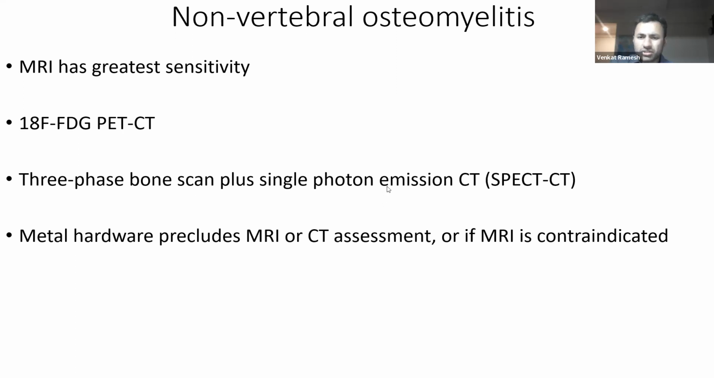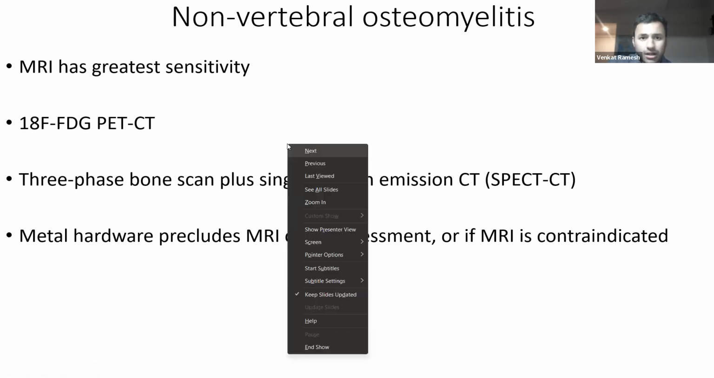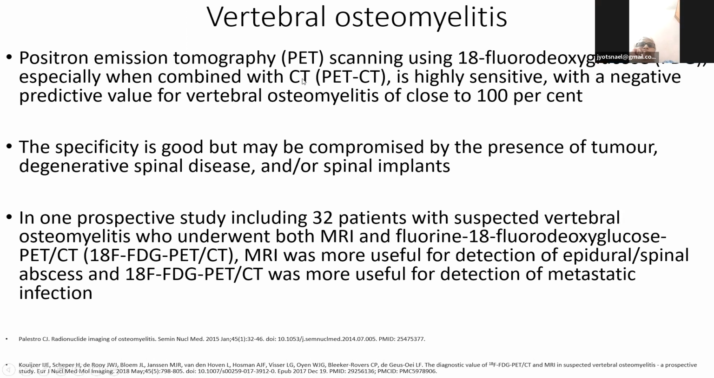So where this is commonly used is where metal hardware precludes MRI or CT assessment, or if MRI is contraindicated. Then guidelines generally dictate that nuclear medicine imaging is the way to go. So for vertebral osteomyelitis, PET scan using 18 FDG combined with CT is highly sensitive, with a negative predictive value of close to 100%. Specificity is good, but it may be compromised by the presence of tumors, degenerative spinal disease, or spinal implants. That really is one of the drawbacks of nuclear medicine imaging when it comes to osteomyelitis.